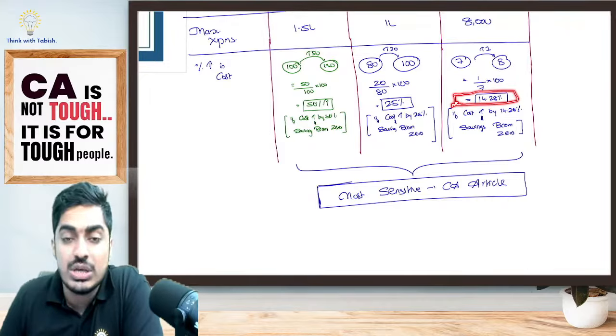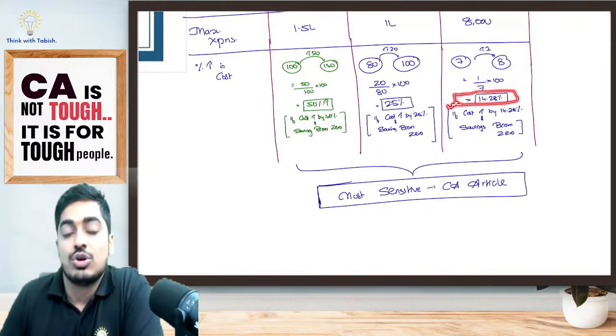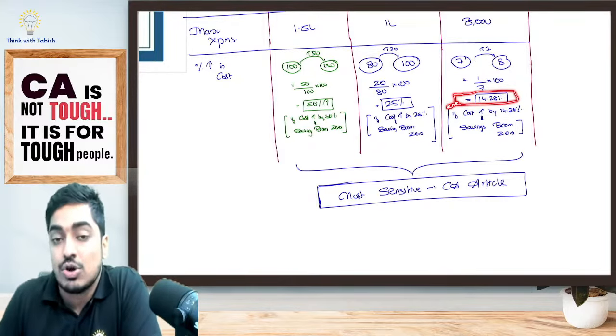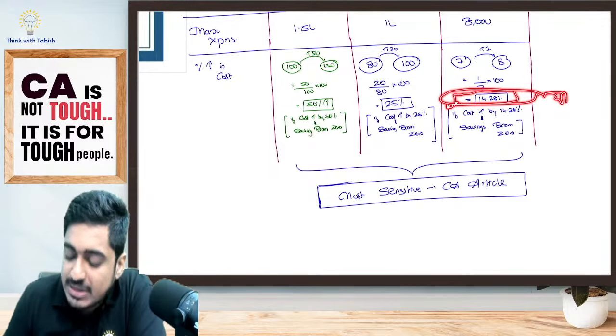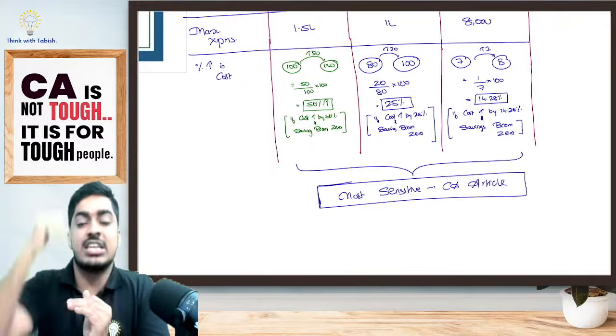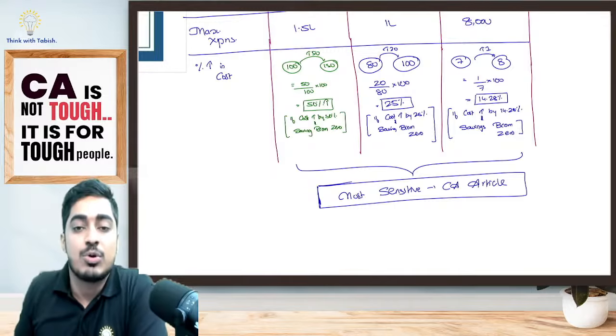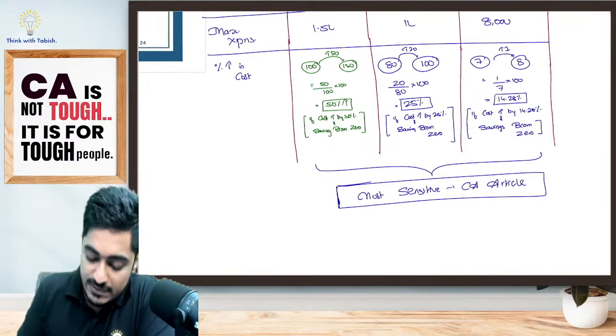That means who here is most sensitive to change in the cost? Who has to be most cautious? The article has to be most cautious while he's spending money. Yes or no? Because if his cost just increased by 15%, his entire amount will become negative. Yes or no, everyone? Perfect.